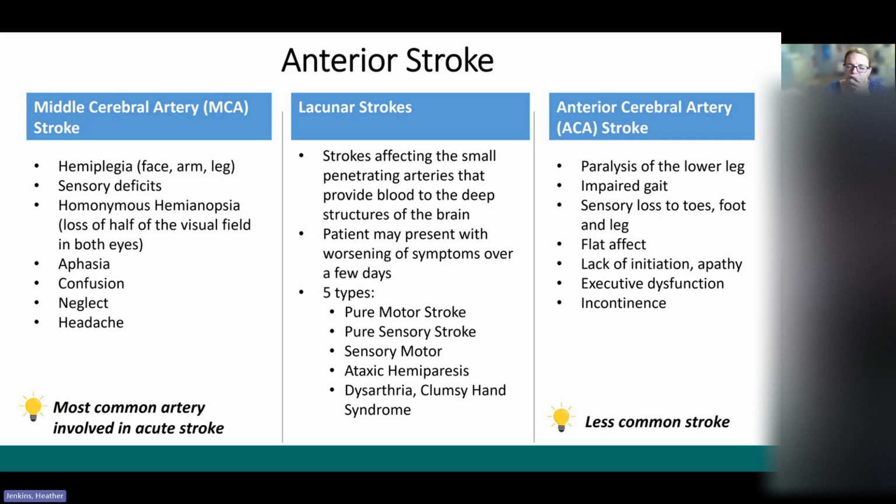And again, this is where we have folks with that executive dysfunction. They might have a flat affect, lack of initiation, apathy, poor motivation, and continence can be affected here as well. This is less common. We're seeing only 5% or less of our strokes occurring in the anterior cerebral artery.